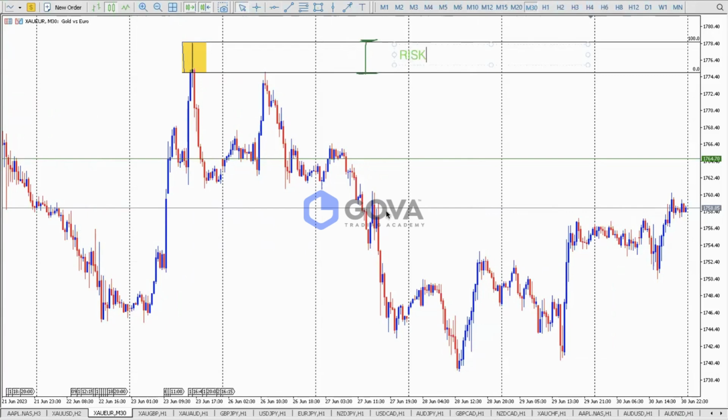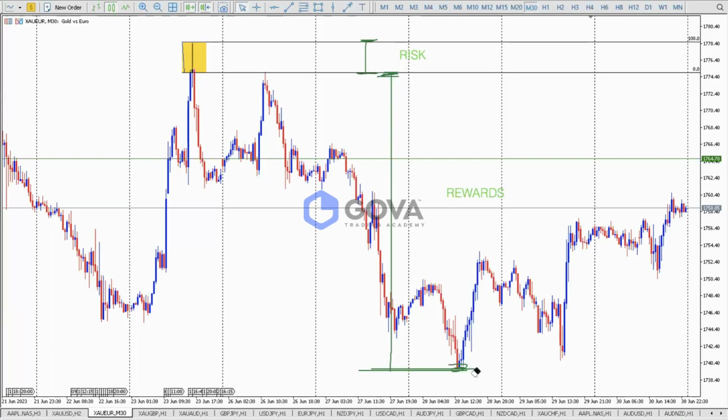So that's the risk. So now we are trying to calculate the reward. So the reward is this. From this area all the way down to this area, that's the reward. Okay, that's the reward. All right. Because markets came all the way down to this area. So that's the reward.